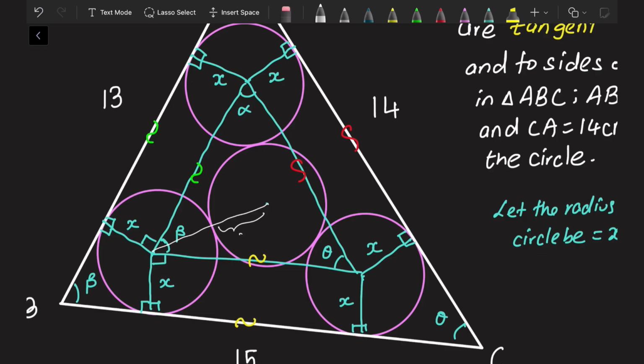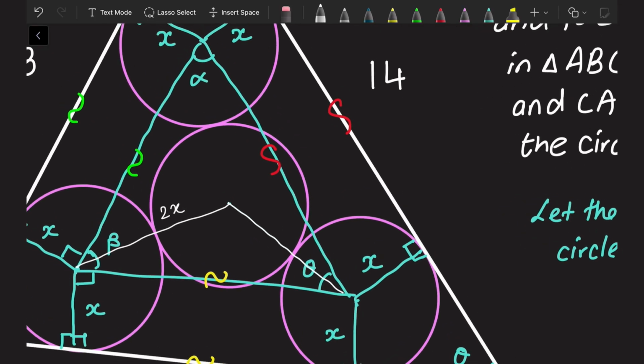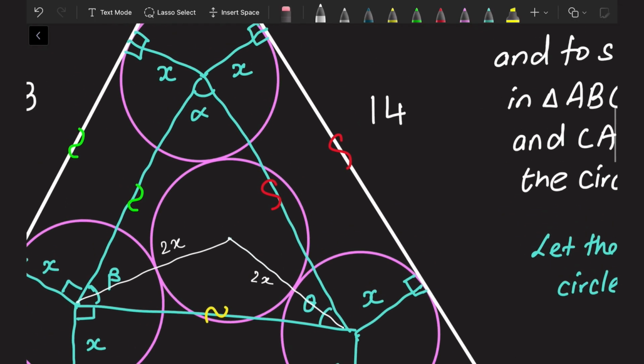Now the length from here to here is the radius of this circle, that is x. The length from here to here is the radius of this circle, that is again x. So the overall length would come out to be 2x. So this line has a length of 2x. The same thing will happen on this particular side. This length would be 2x and the same length would be over here, 2x. So all these three lengths are 2x, and let this center point be O.